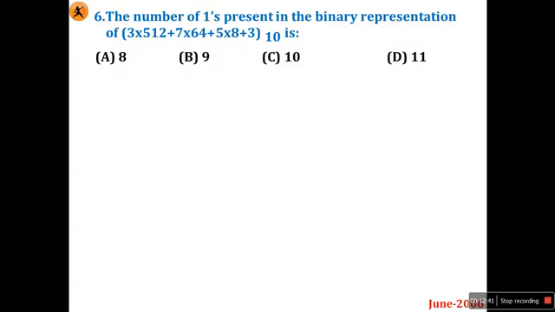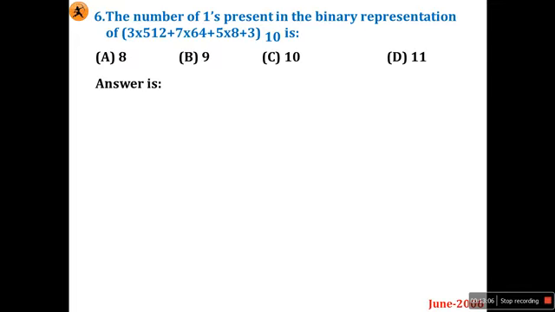The number of ones present in the binary representation of the given number is, in decimal. Now you need to find how many ones are in this. It's a very popular question. The same question has been asked 4 to 5 times in previous question papers, so please be careful with this one. It's very important. Just, how to solve this one?